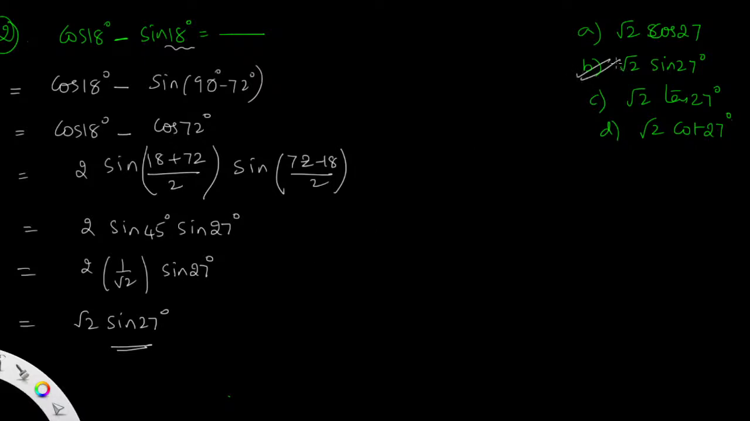Okay, so write the common terms and convert by the same method. Then you get the answer directly. Just by formula, 18 can be written as 90 minus 72, sin (90 minus theta) is cos theta. Now use the cos C minus cos D formula, then substitute in this. Then you get the answer directly. Okay, same thing. Another model question is also there.